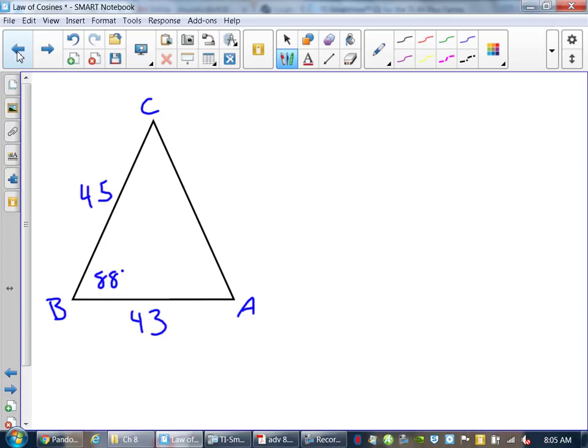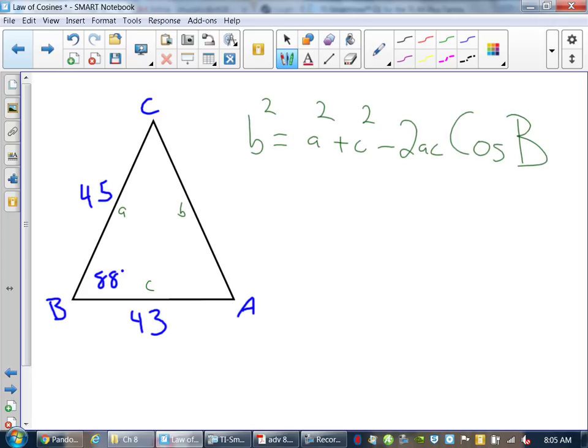So watch what happens. You have little a, little c, and little b. As I write out the formula, it tells me that little b squared is little a squared plus little c squared minus 2ac cosine of big B. What do you have? I have little a. I have little c. I have angle B. Fill in the blanks.